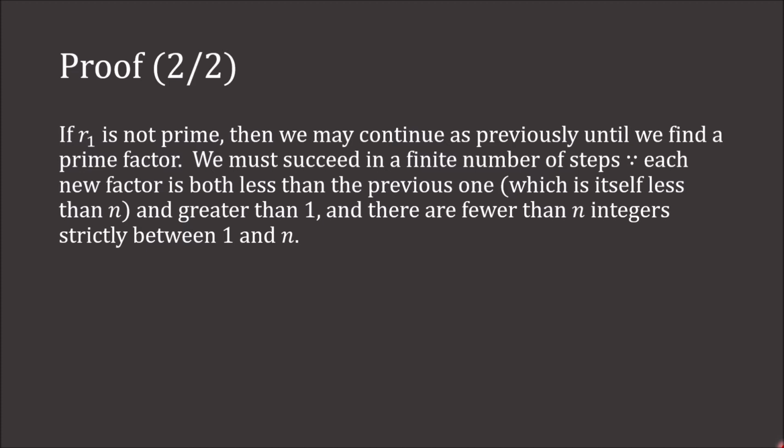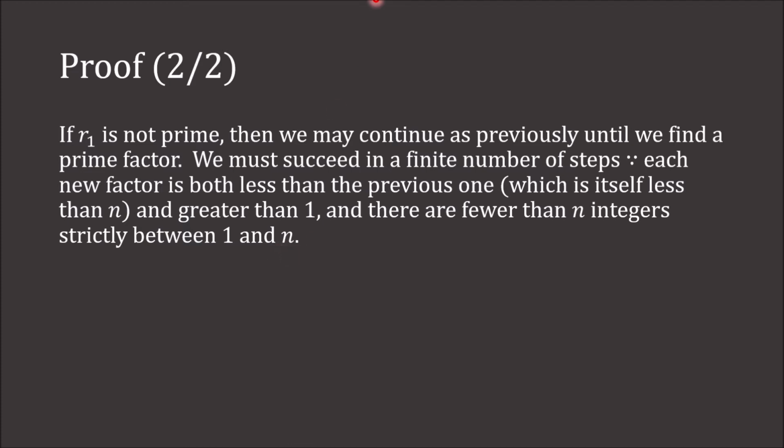And there are fewer than n integers that are strictly between 1 and n. Right, this only works because we're only considering integers. If we weren't considering integers, if we were considering rational numbers or real numbers, then there would be an infinite number of values between 1 and n.